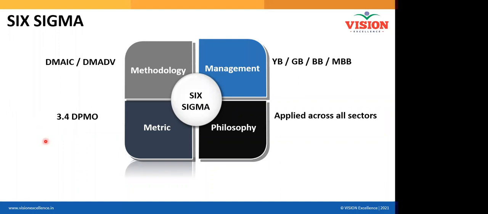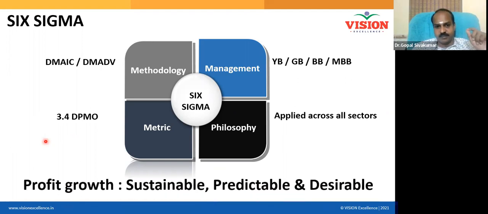Clear. If you understand all these things, you will understand Six Sigma assures profit growth. Six Sigma assures bottom line growth, which is sustainable. Sustainable means it is not just a magic result that appears today and vanishes tomorrow. No, you will be able to sustain the benefit. Benefits are sustainable. Benefits are predictable. You practice Six Sigma for 3 years, and you can predict what is going to happen in the fourth year. It guarantees an inclusive growth to all the stakeholders.